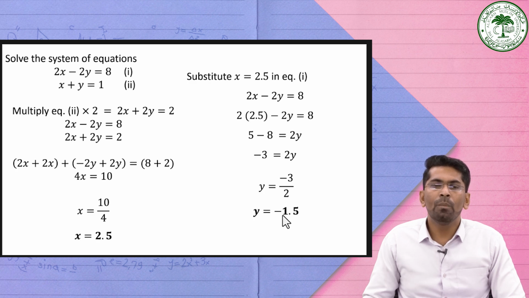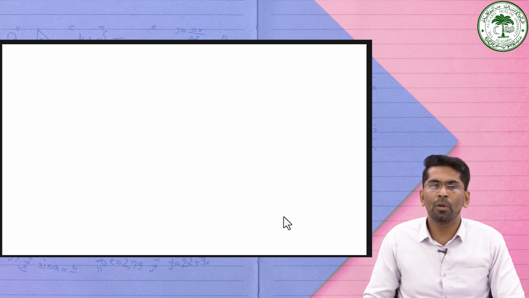So y is equal to minus 1.5. Here x is equal to 2.5 and y is equal to minus 1.5.